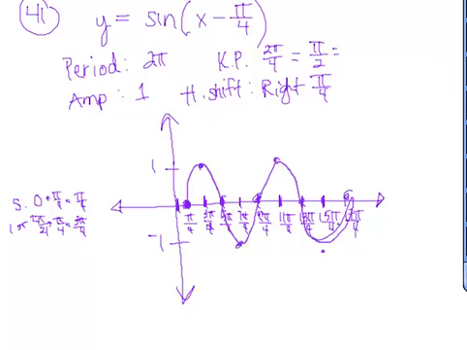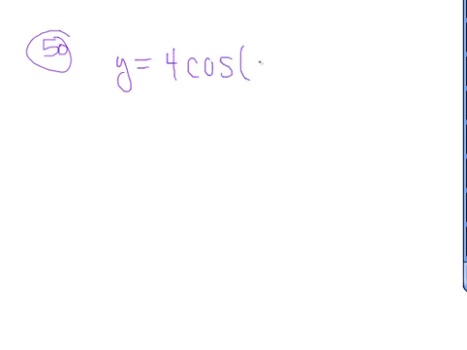Oops, sorry, I screwed up again. Alright, number 50, and then I'm going to be done. So 50 looks something like this. We have y is equal to 4 cosine of x plus pi over 4, and then plus 4.